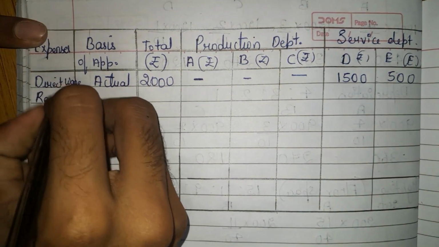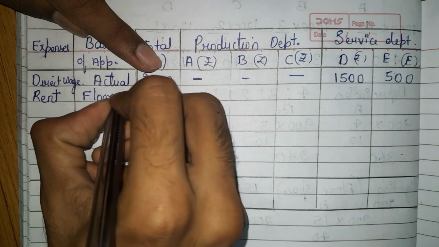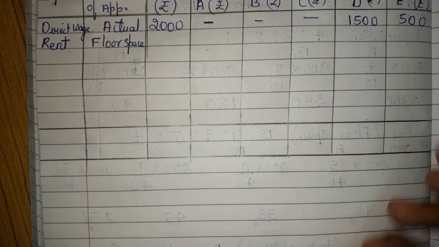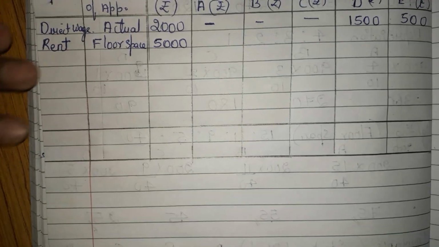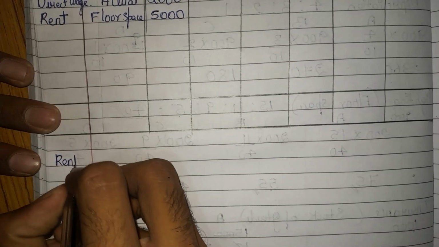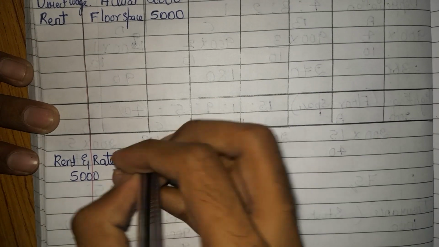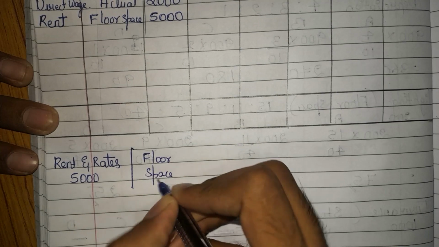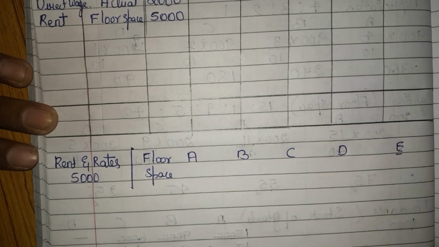Now next, see the expenses given in the question. We have rent and rates. On what basis will you distribute rent and rates? You will distribute on the basis of floor space. Now we need to find out the ratio. The total rent and rates is 5,000, and we will apportion it on the basis of floor space. Now we have A department, B department, C department, D department and E department.